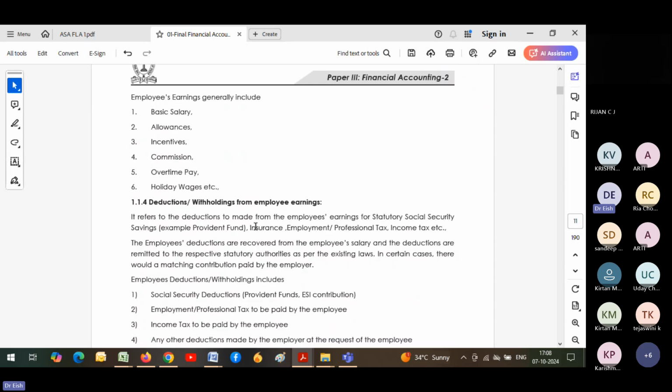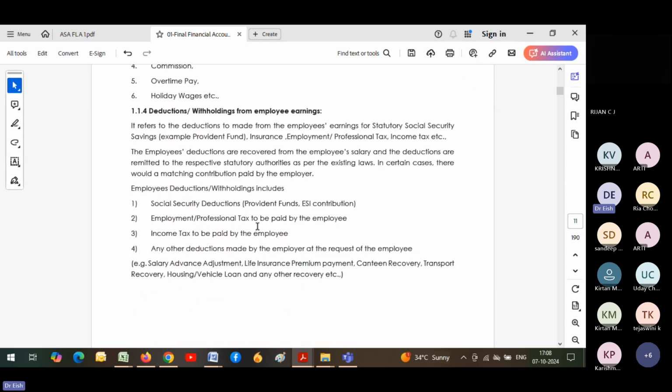Deductions: withholding from employees' earnings. It refers to the deductions to be made from the employee's earnings for statutory social security savings. The social security word is taken from America, where the social security system exists. In this book, you will hear the term social security savings. Okay.